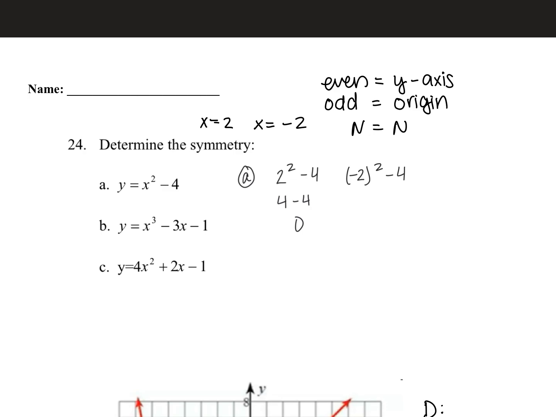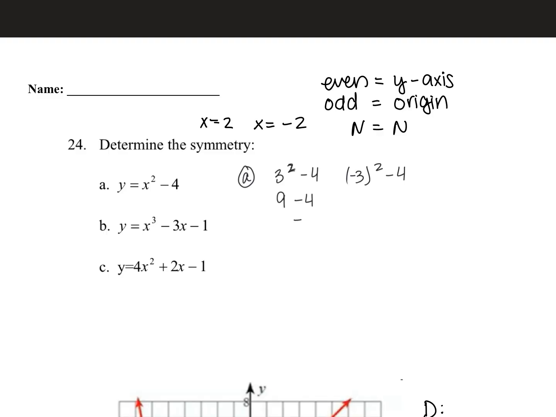Because I'm going to get 0 for both of them, again, I want to determine if it's even or odd. So I'm just going to go ahead and go back, and I'm going to use a different number other than 2. So I'm going to go ahead and use 3 and negative 3. So 3 squared is going to give me 9 minus 4.